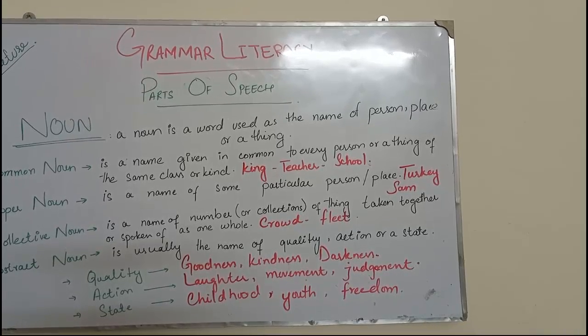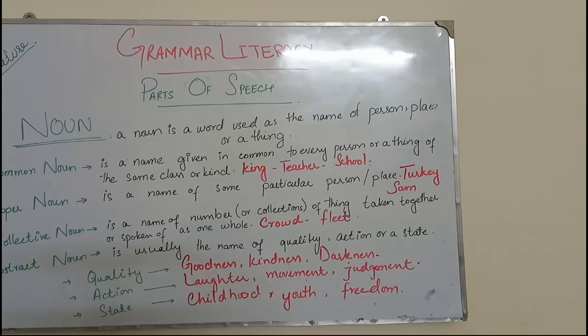Alright viewers, now we are going to discuss the nouns and their types in detail. The first one is the common noun. The definition of common noun is the name given in common to every person or thing of the same class or the same kind.